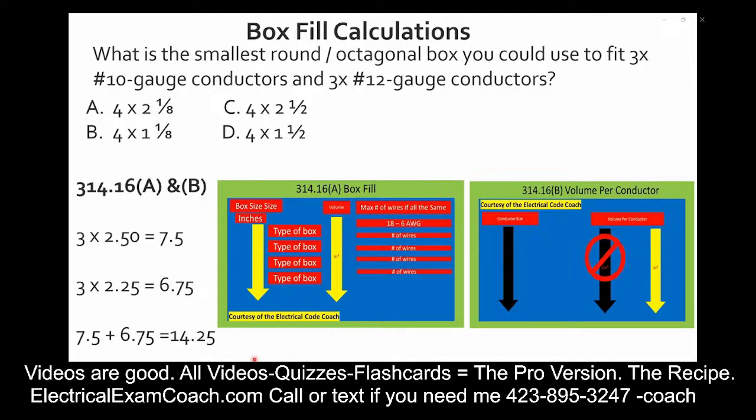Now let's head over here to Table A and go down the volume column until we find the right type of box, which is right up here at the top, the round octagonal boxes. Find the one that fits, and it's a 4 by 1.5 inches. Great job.